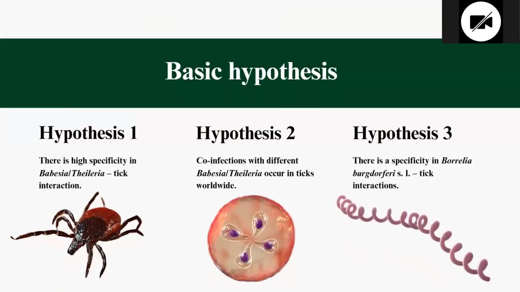So the main goal of our project is a global study on Babesia and Theileria occurrence in the most important tick species from 4 continents, which are Asia, Africa, and Southern and Northern America. And additionally, Borrelia burgdorferi infection in different tick species will be assessed. And here are our basic hypotheses. First, we hypothesize that there is high specificity in Babesia and Theileria tick interactions, that co-infections with different Babesia can occur in ticks worldwide, and that there is a specificity in Borrelia tick interactions.